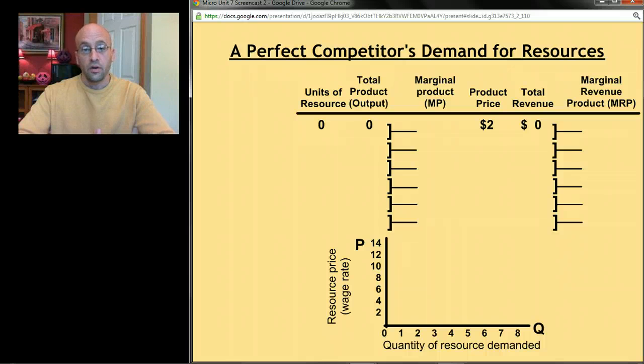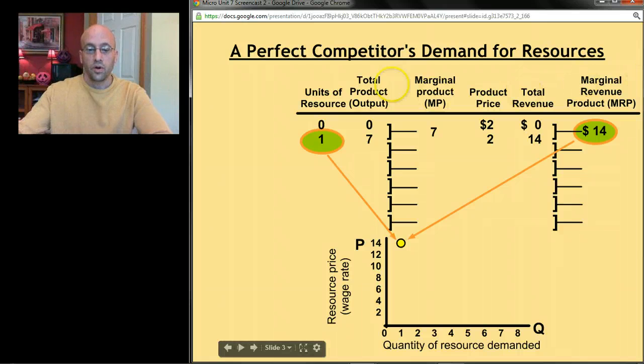And along the way, I'm going to start plotting out MRP numbers in a little graph on the bottom of the screen. All right, so starting with 0 units of a resource, so 0 workers would make no stuff. Assuming that I'm selling my product in a perfectly competitive product market for, let's say, a price of $2, total revenue would be nothing. I haven't made anything yet.